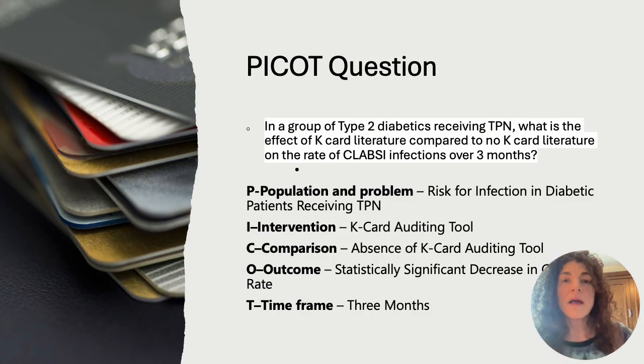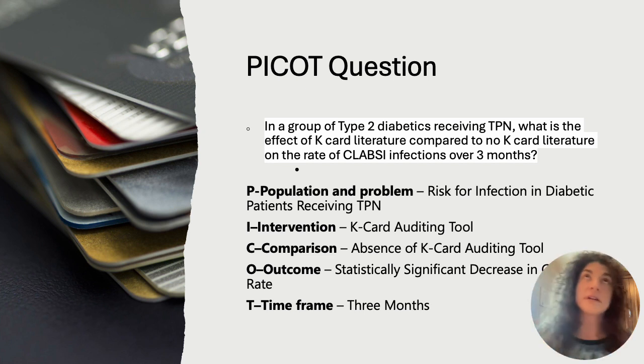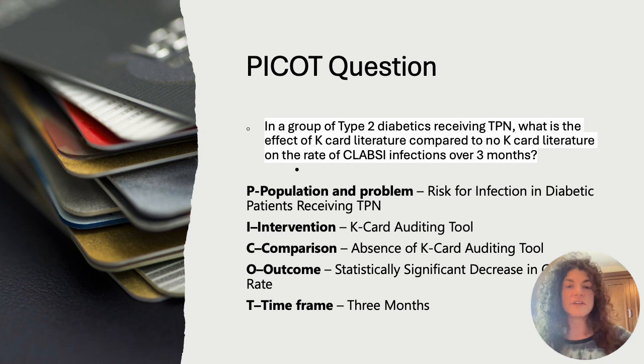PICO question. Okay, so my patient population, I was thinking at the beginning of the semester that I would focus on patients with diabetes in particular, but now that I think about it, I think I could expand this to pretty much everybody in one hospital setting who gets a central line would probably qualify for a study like this. But, to keep this coherent, we're going to say that our patient population is diabetic patients receiving TPN in acute care setting. And my intervention is the K-card auditing tool.